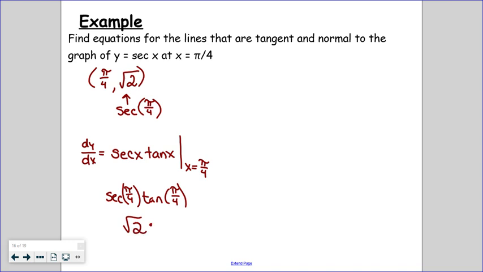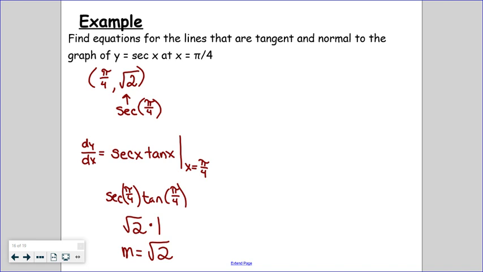Tangent of pi over 4. You remember what that is? 1. Okay, so our slope, which is our derivative, right? Square root of 2. So then finishing out the question was write the equation of the line tangent and normal.